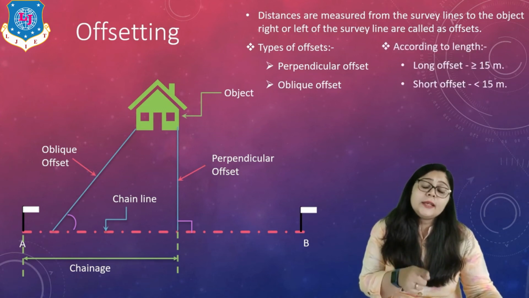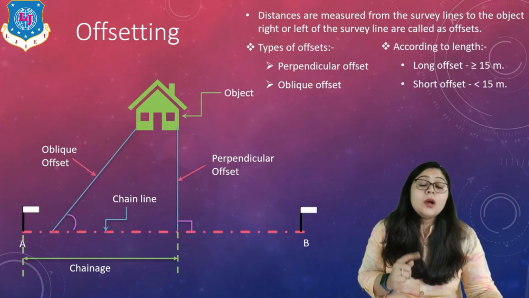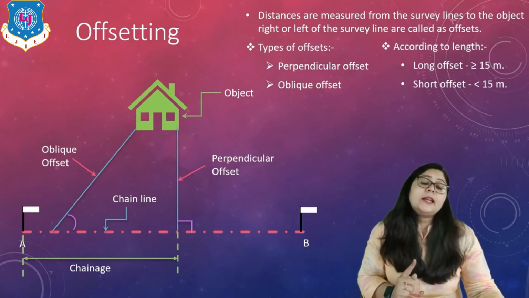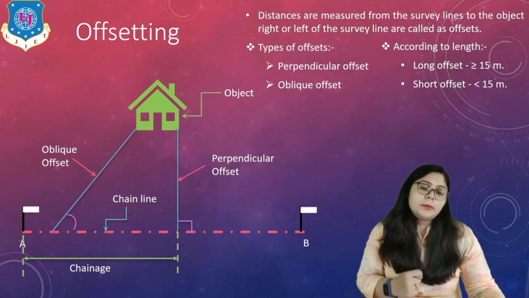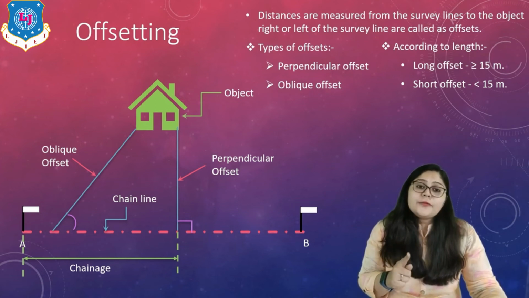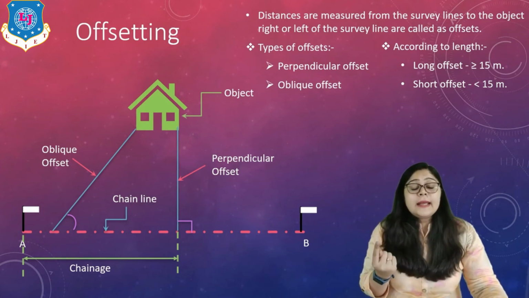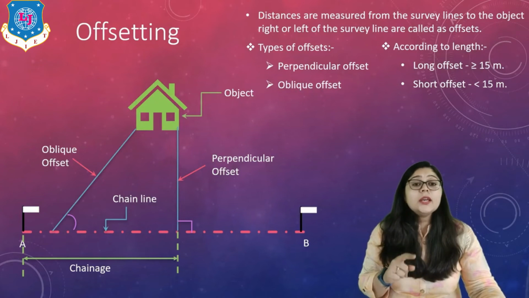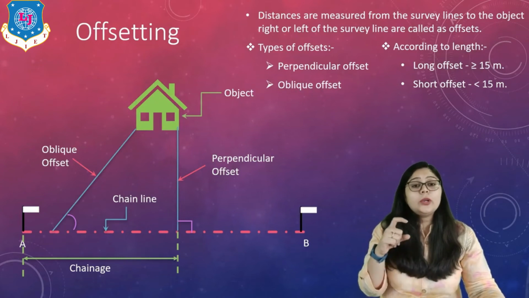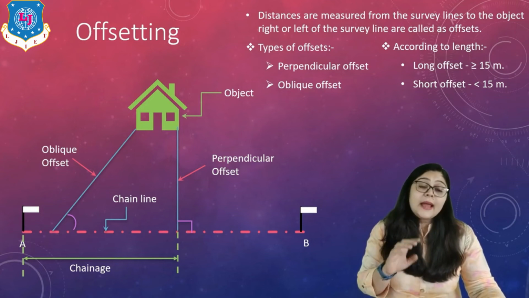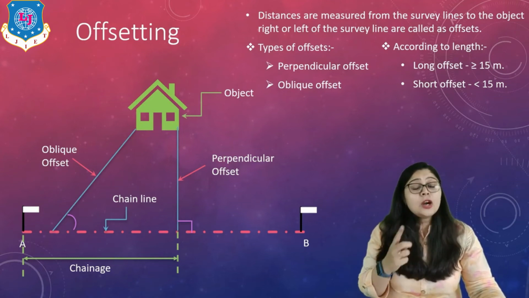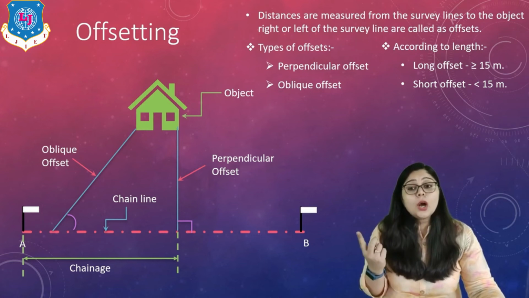Again, according to length, it can be divided into two types. One is the long offset and second is the short offset. Long offsets are those where the length is equal to or greater than 15 meter, and short offsets are those where the length is less than 15 meter. Here you can see if I am going to take the short offset, then I go for the perpendicular offset, and vice versa, for the long offset, I will go for the oblique offset.